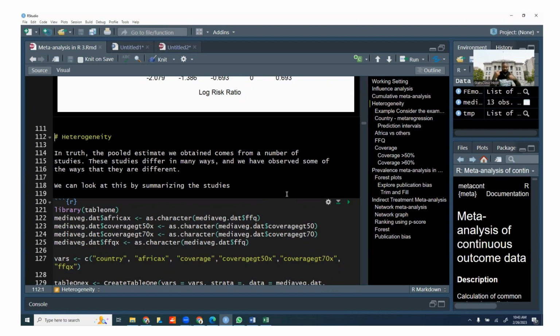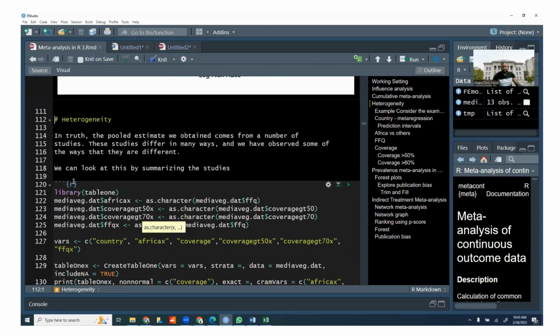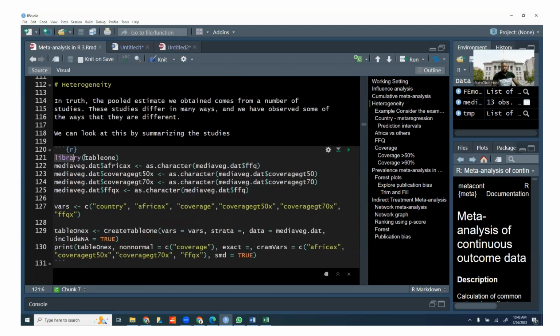It might be something about the way that the outcome was assessed. So in this case, we're looking at FFQs, whether you used food frequency questionnaires or you did not. If you didn't use food frequency questionnaires, you might have used other means to assess whether participants had intake of up to 5 fruits and vegetables per day or not. So what this chunk of code does is, we're using library table 1. This library table 1 refers to code where we're going to create a table. We'll get to that point in a moment.